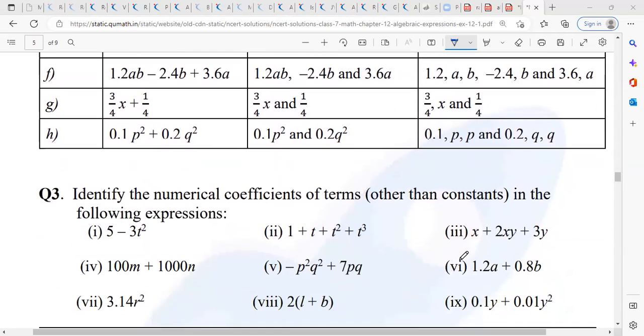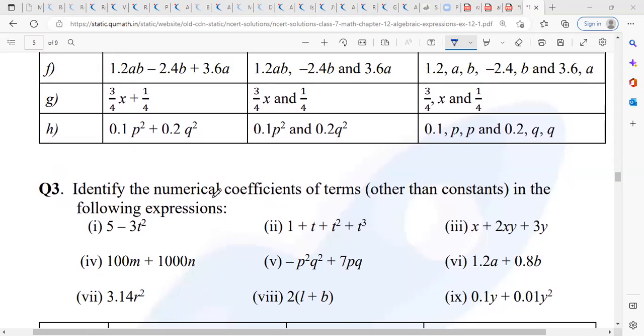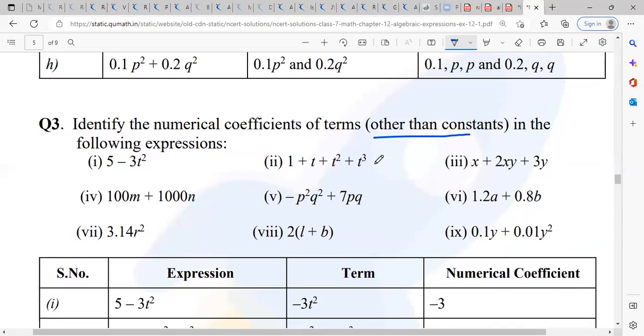Okay. Now this one. Identify the numerical coefficient of the terms other than constant. You don't have to find the numerical coefficient for constant. You have to only find the numerical coefficient for variable. Clear? So I'll just tell you the first one.